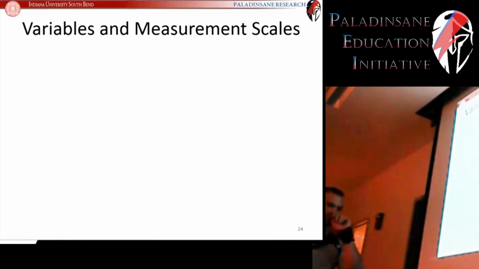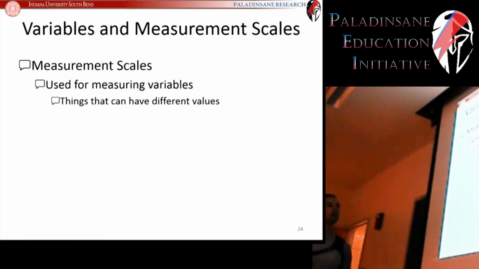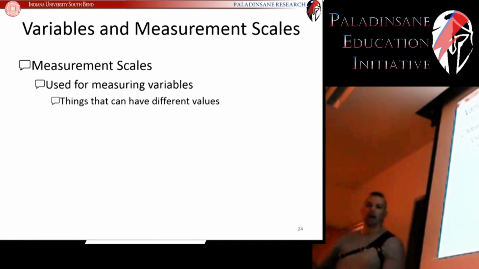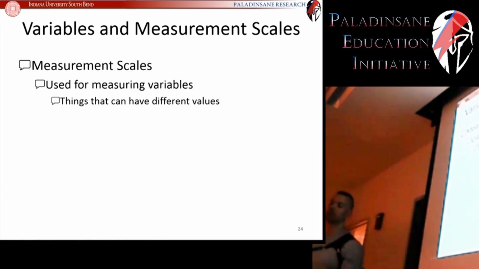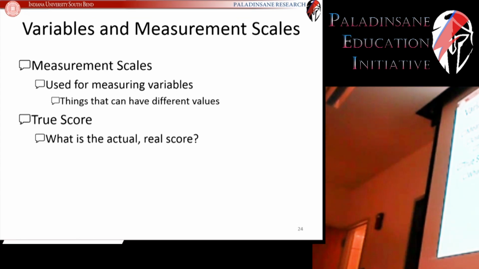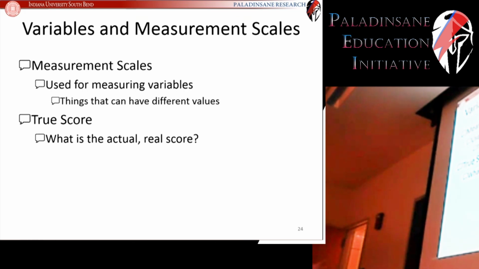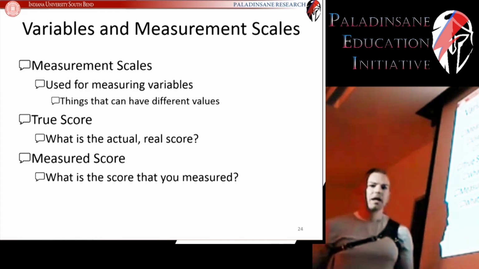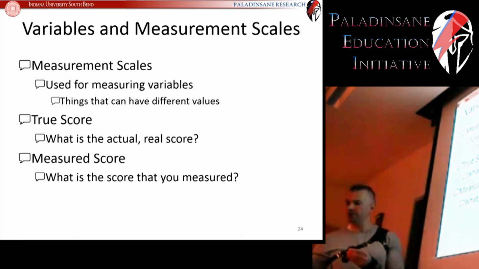So what we're going to do today is continue our look at Chapter 5. Today we're going to take a look at measurement scales and the different types of measurement scales and what they can do. We're going to look at true score and measured score and see basically how these different measurement scales all line up.